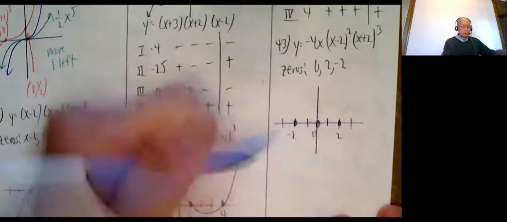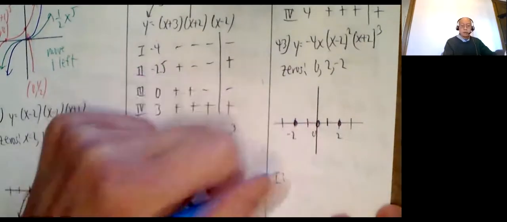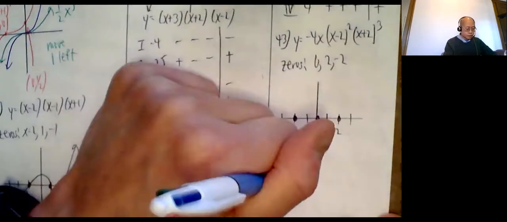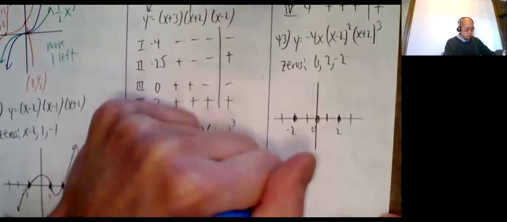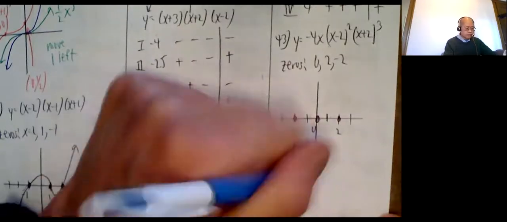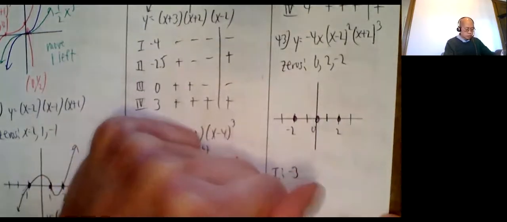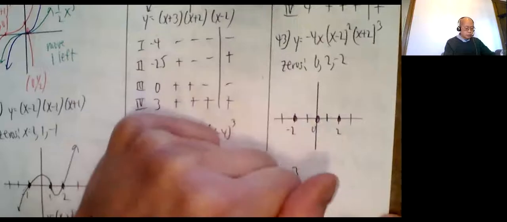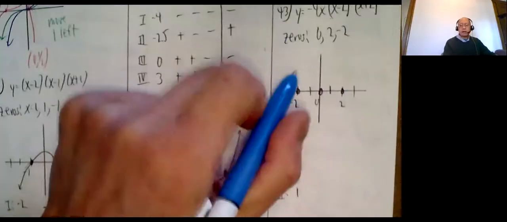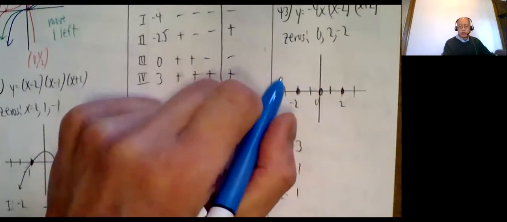One, two, three, 4 regions. Region 1, -3. Region 2, -1. Region 3, 1. Okay, how come I'm not writing it over here like I did a long time ago?